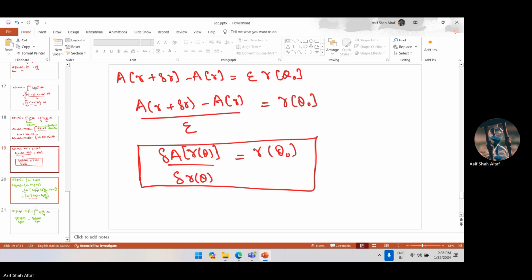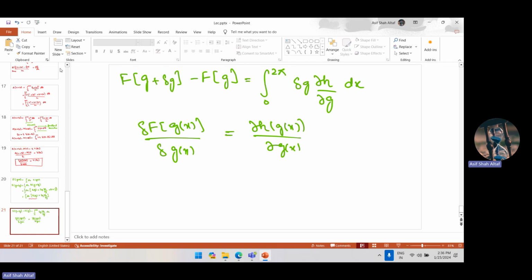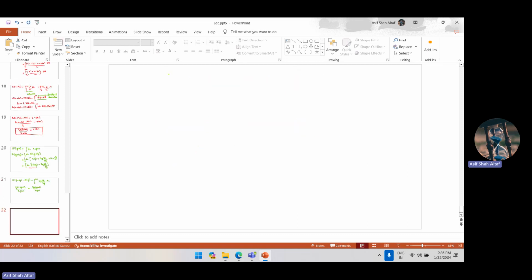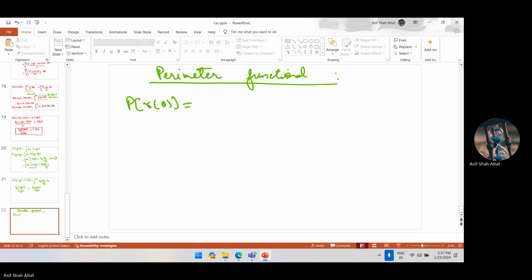Fine. Now let's do it on some more examples so that you can understand it better. So let me try it out on the perimeter functional. Let's try to differentiate the perimeter functional to see what we will get. So how do we define the perimeter functional? Defined as the integral from 0 to pi of the square root of r squared plus r dash squared d theta. Now let's try to find the functional derivative of this.